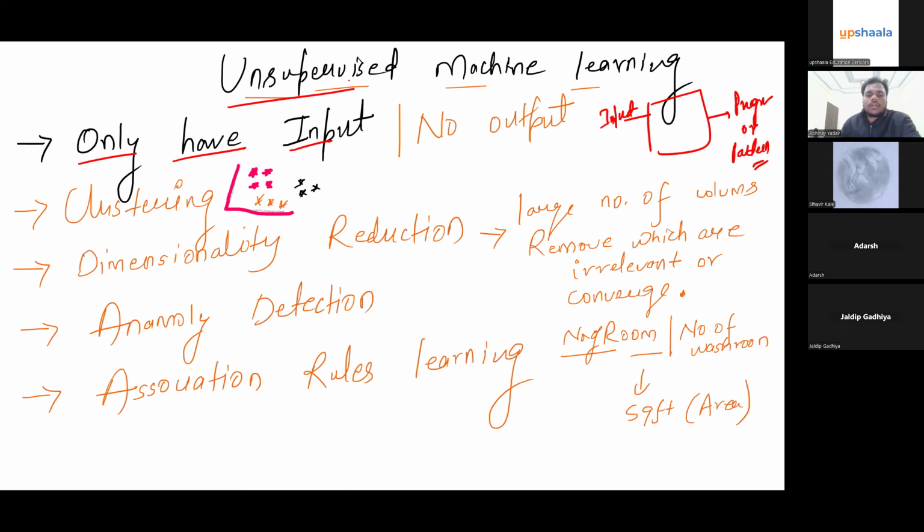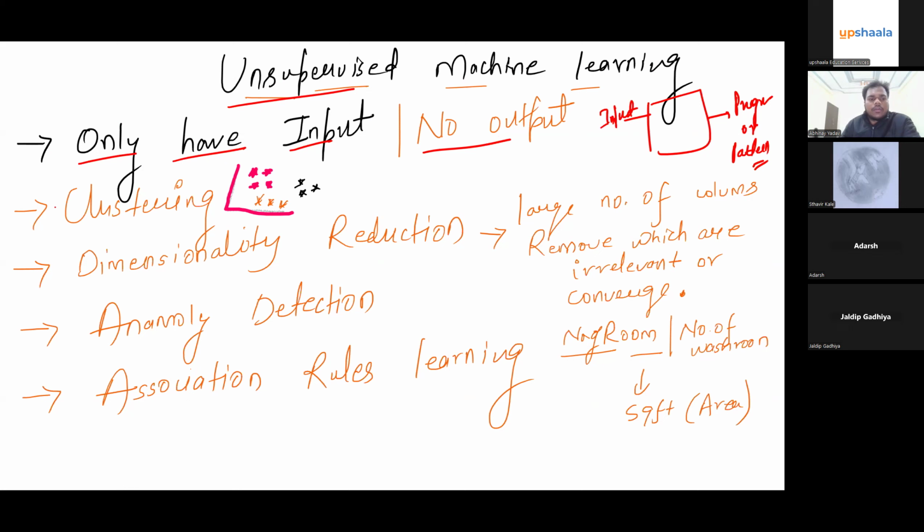Okay, so this is unsupervised machine learning. That means you don't have any kind of output. You will have only input. So the model will not get to know what kind of output it needs to generate at the end. That kind of technique is known as unsupervised machine learning.